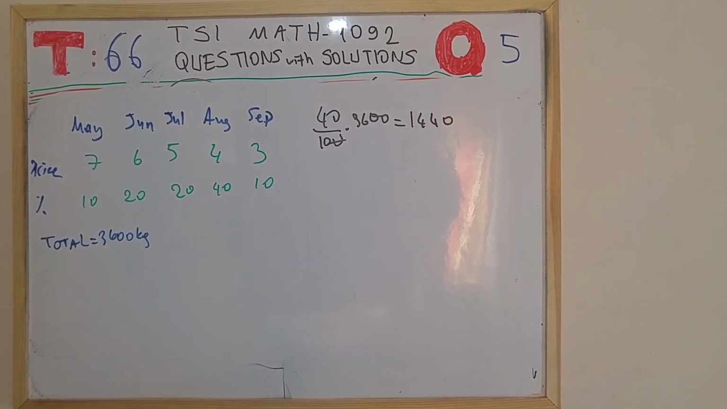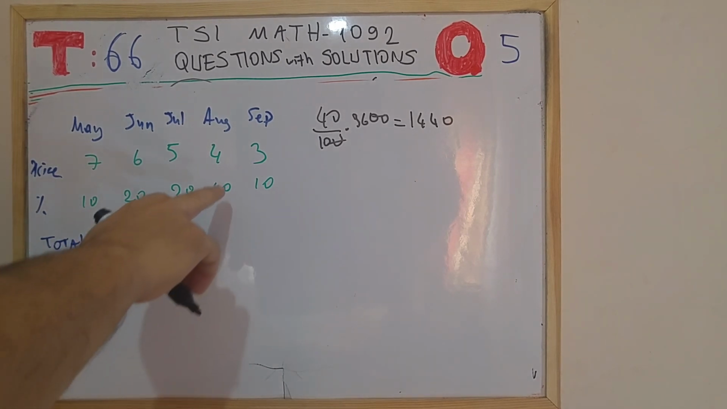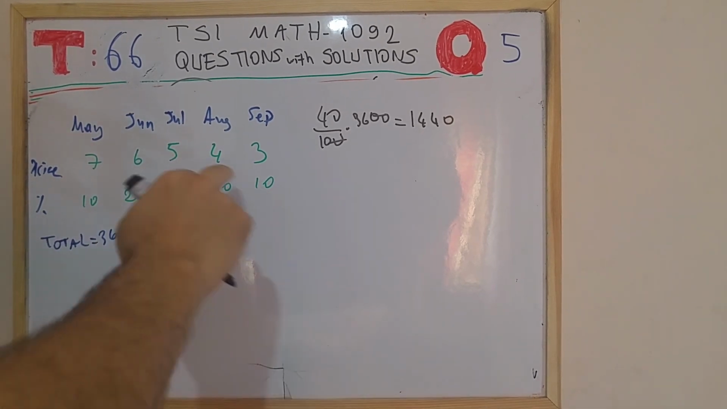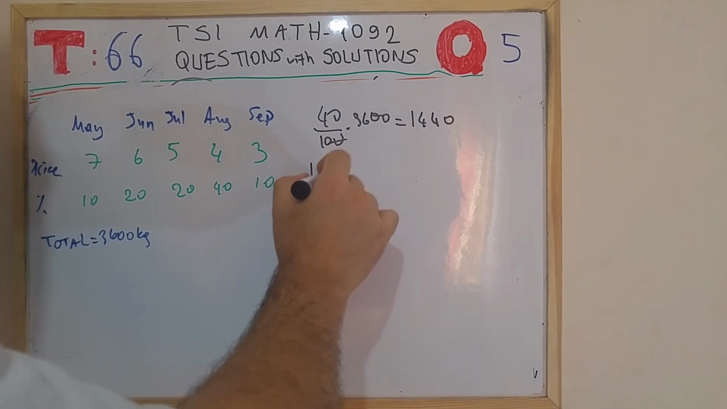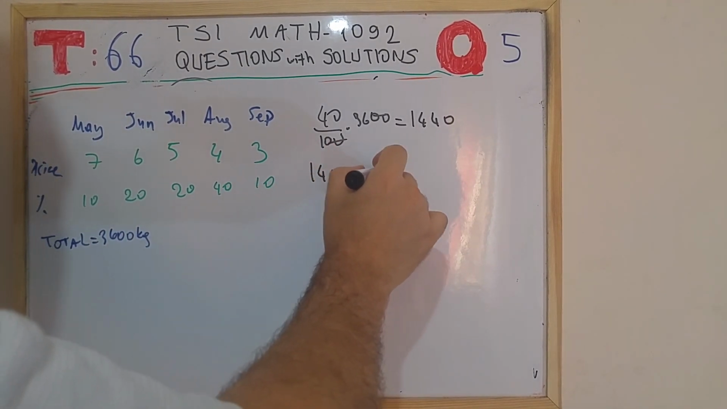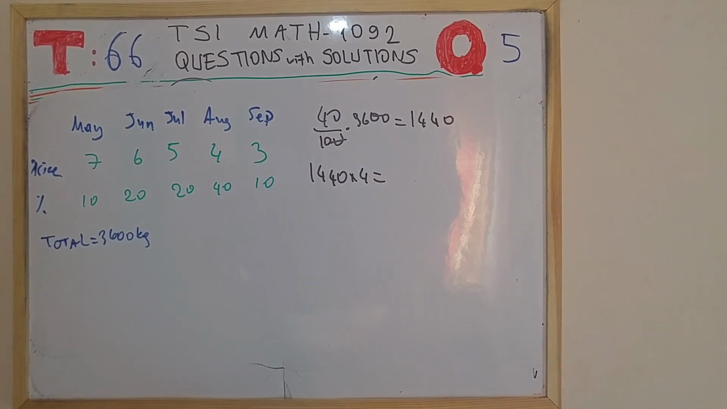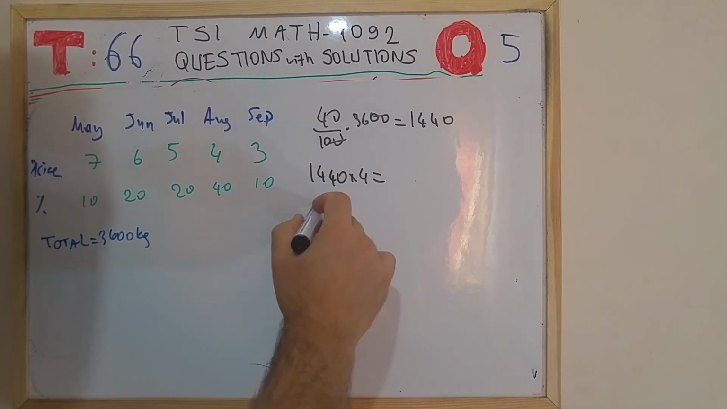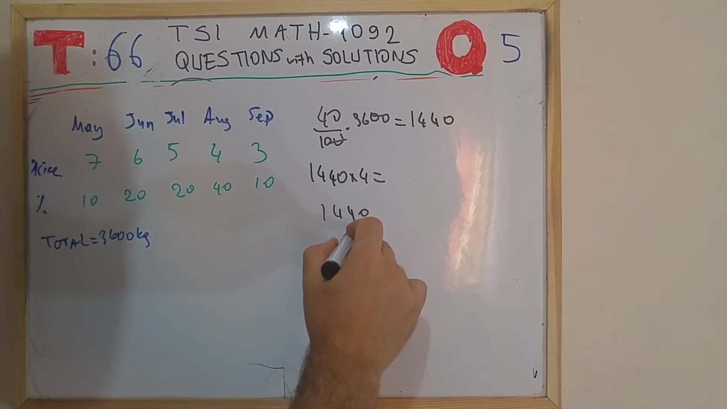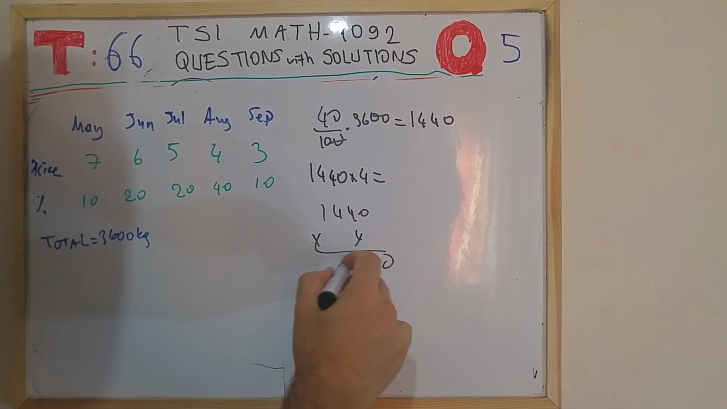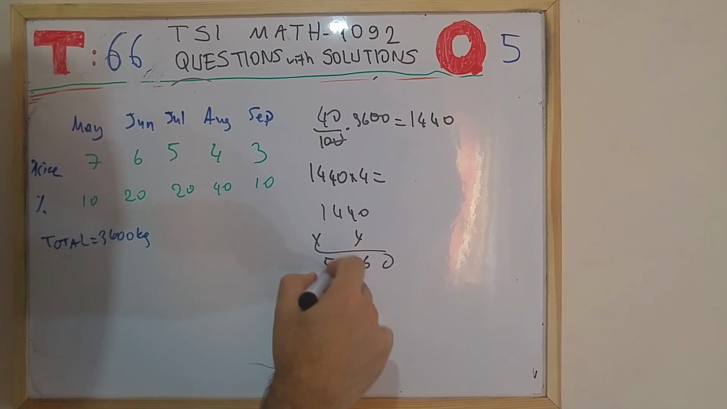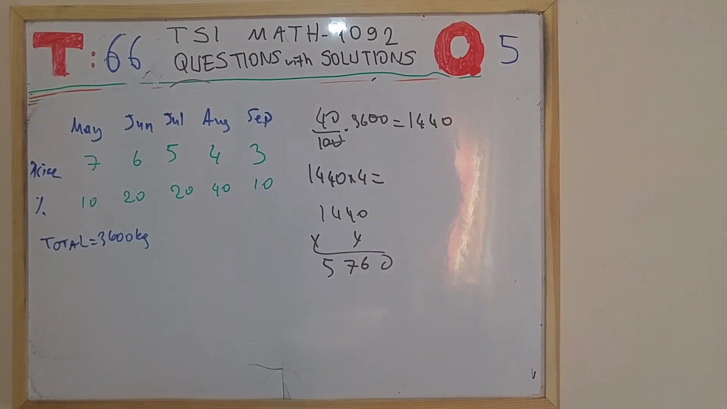1440 kilograms. And this farmer has sold these watermelons for $4 per kilogram, so he got this much money. When I multiply these two numbers, let's multiply by 4, 0, 6. This is the answer.